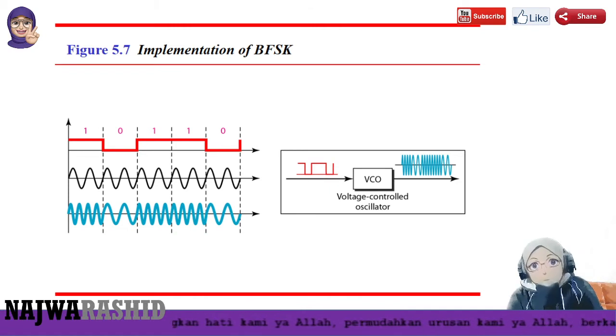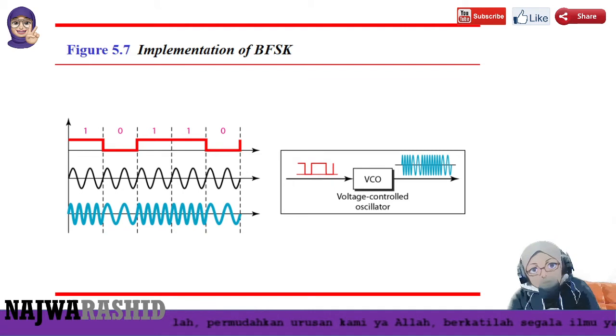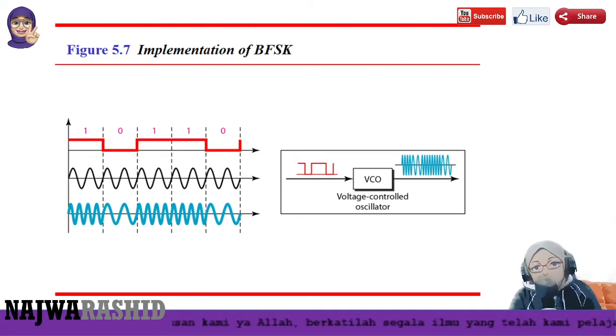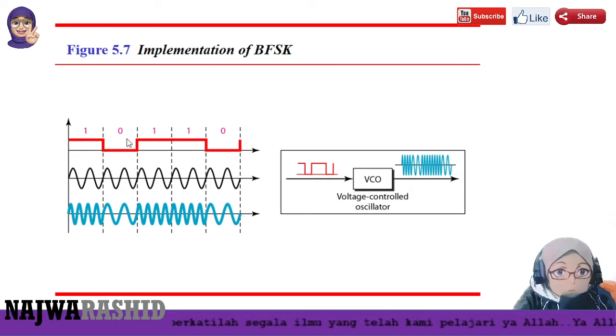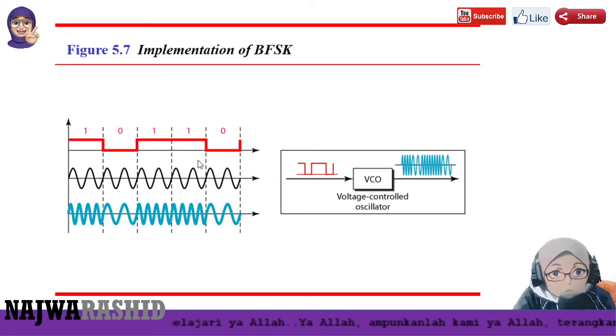Okay, the next one, we try to implement BFSK. For the implementation process, we have digital data here, and then we need to modulate the signal in order to multiply with this data, and then it will generate the modulated signal. So we change the frequency of the signal. So we use the voltage controlled oscillator. Okay, we multiply this data with another signal, and then we produce another modulated signal.